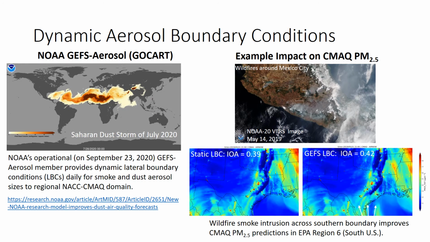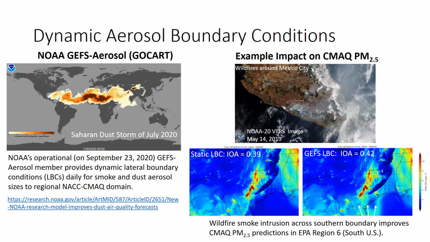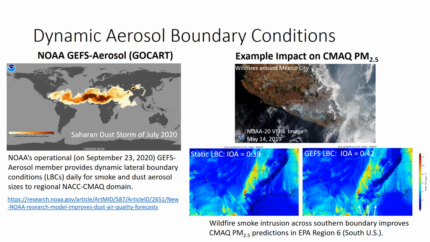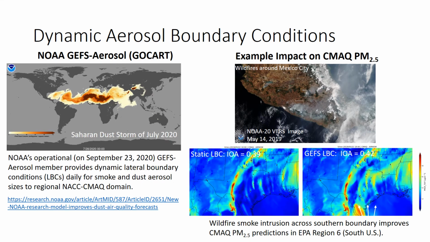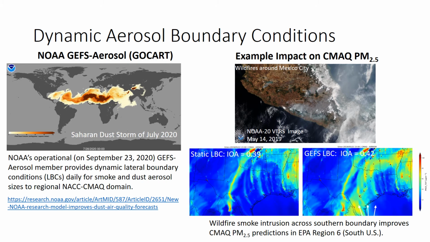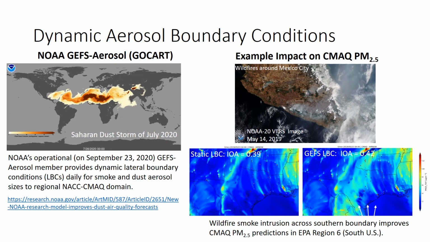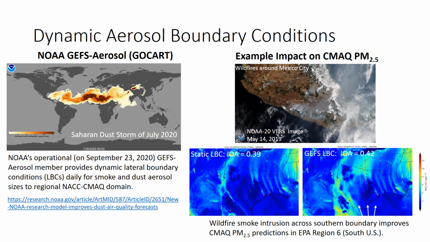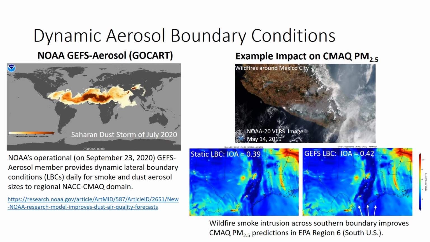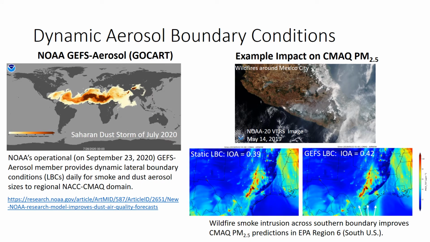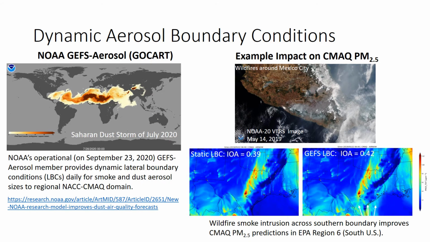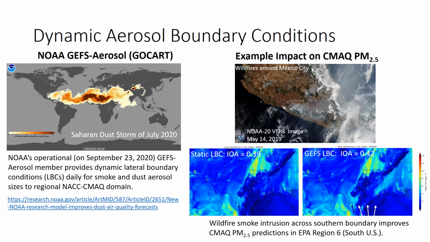The final NACC-CMAQ advancement, highlighted here, is the incorporation of dynamic aerosol boundary conditions, which are based on NOAA's Global Ensemble Forecast System aerosol member, or GEFS-Aerosol. This is based on the GOCART mechanism. NOAA's operational GEFS-Aerosol member provides dynamic lateral boundary conditions daily for smoke and dust aerosol sizes to the regional NACC-CMAQ domain.